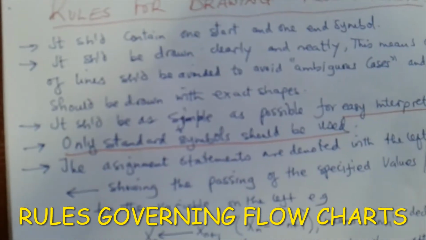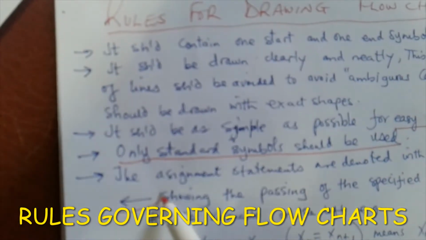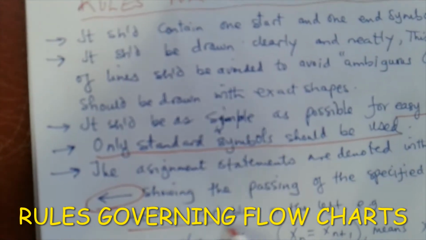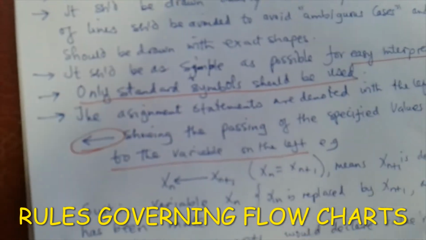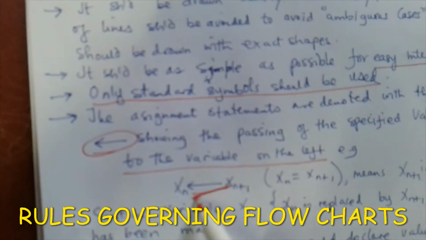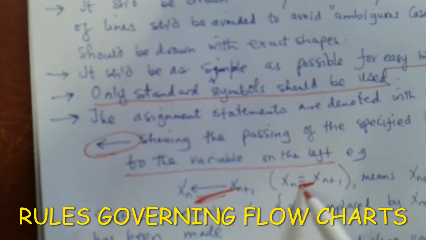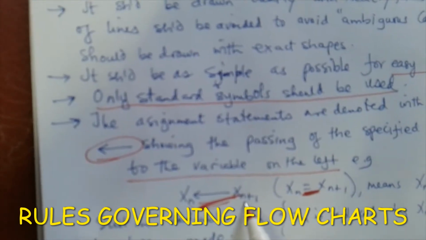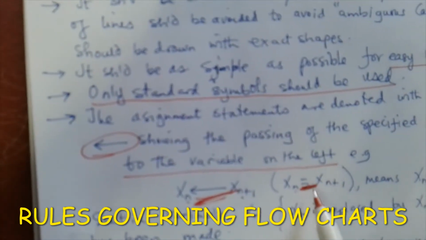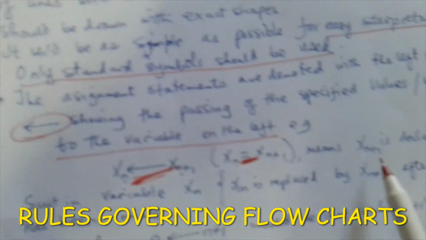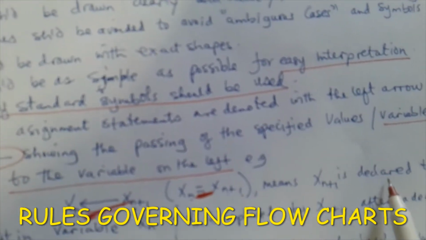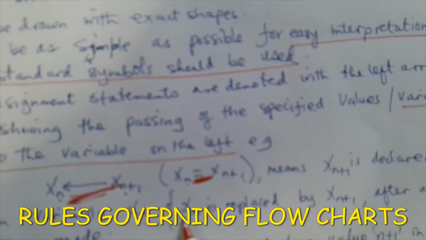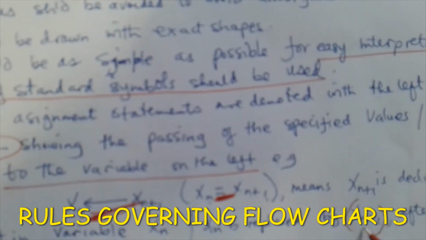The assignment statements are denoted with the left arrow, showing the passing of the specified values or variables to the variable on the left. As I had said, this arrow means they are the same. They mean that xn is replaced by xn plus 1, or xn now becomes xn plus 1. And it is clear here that xn plus 1 is declared to sit in variable xn. In other words, xn is replaced by xn plus 1.